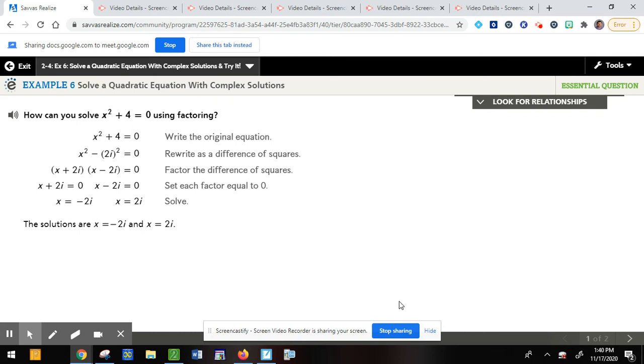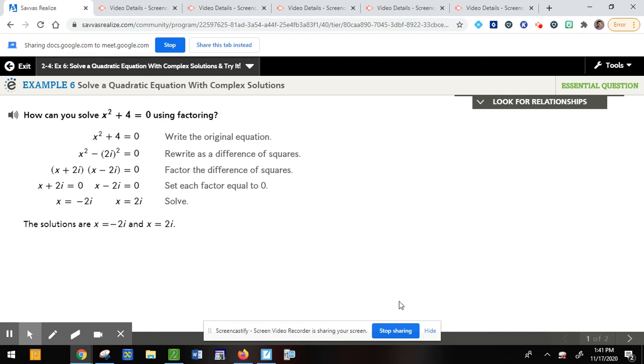We're going to do what we just did in example 5. We're going to turn 4 into minus 2i squared. Notice how they have the 2i in parentheses. I would probably write it as just minus 4i squared, with the 4 being not under the exponent, but same thing. If you put parentheses, then you got 2i. If there's no parentheses, then you got 4i.